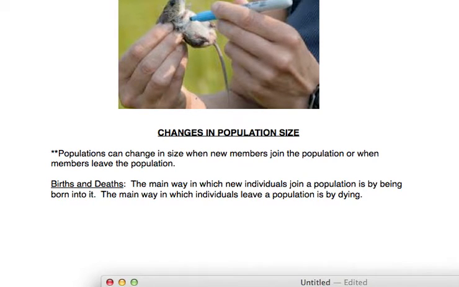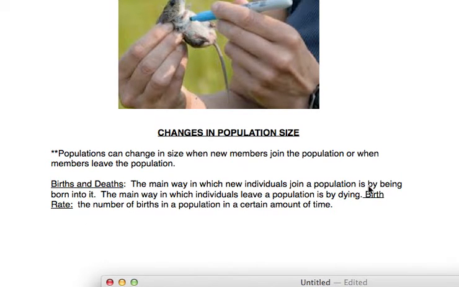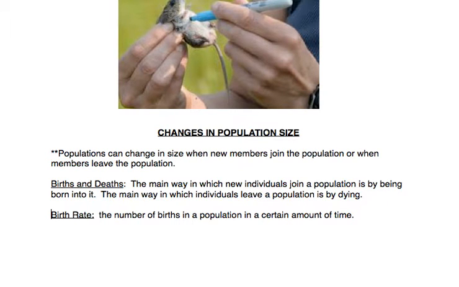Okay, and so there are two numbers that scientists will look at when they're determining a population size and trying to figure out why things are changing. One of them is birth rate. And all birth rate is the number of births in a population in a certain amount of time. So if I noted that there were approximately 10 mice being born per week, then that is the birth rate, 10 mice per week.